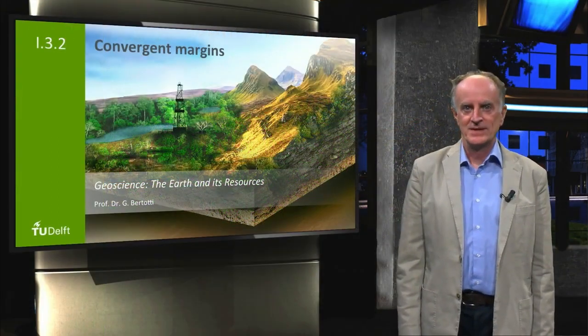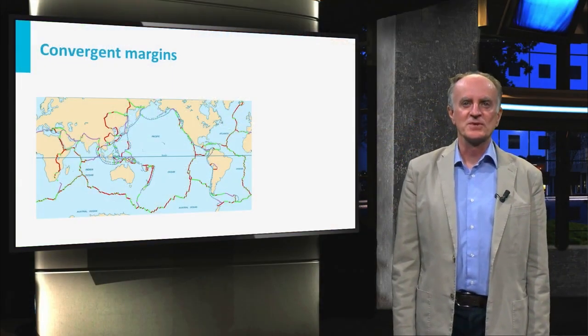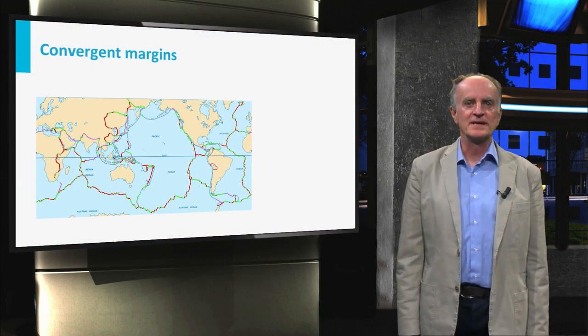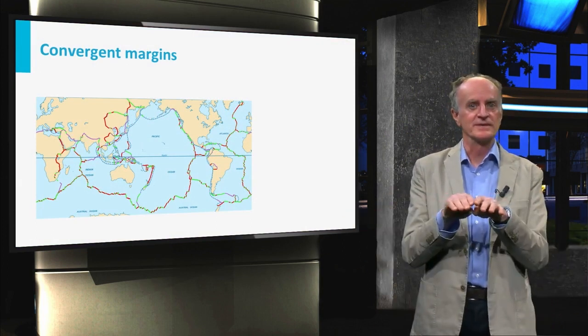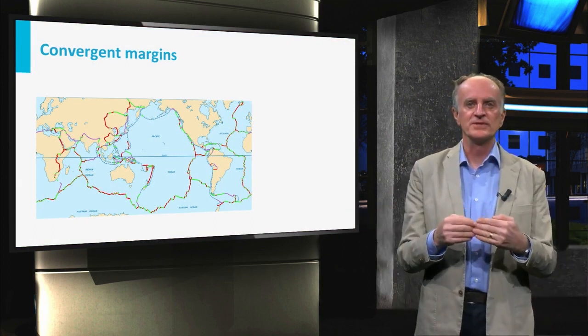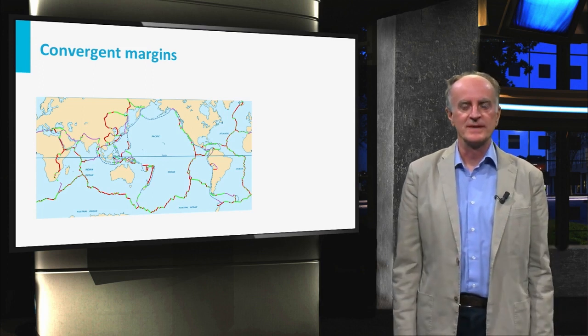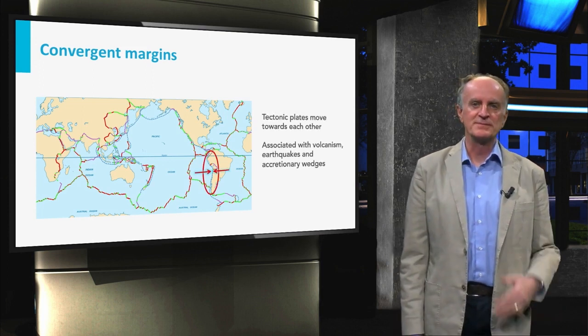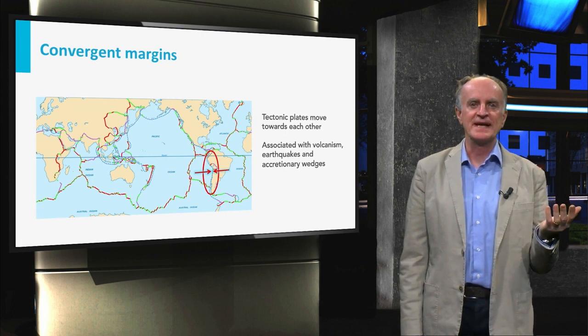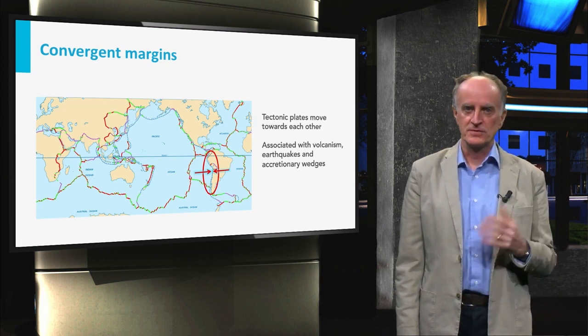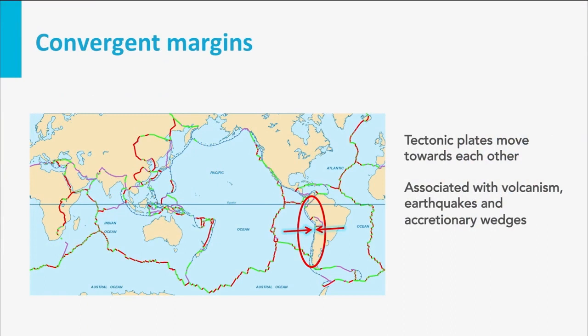Welcome. We'll focus today on regions where two adjacent tectonic plates move towards each other. These are convergent or active margins. A well-known example is between the South American and the Nazca plates. The first is continental and therefore light. The second is oceanic and thus heavy. In these cases, the oceanic plate descends underneath the continental plate.